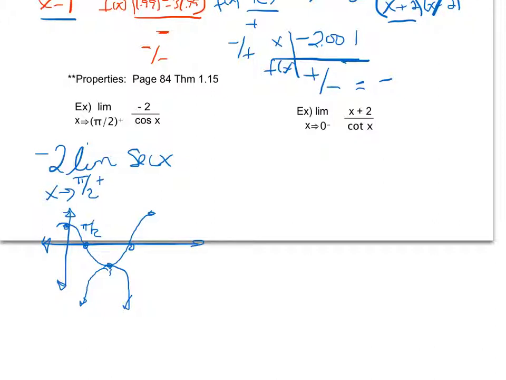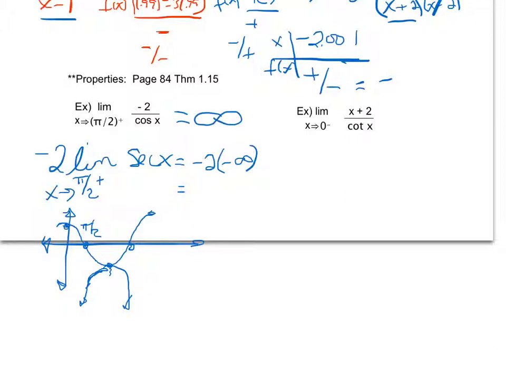So I notice that as I approach an x value of pi over 2, getting closer and closer to pi over 2 following my secant curve, I'm approaching negative infinity. So what is this telling me? It's telling me I have negative 2 times negative infinity, which I know becomes positive infinity.